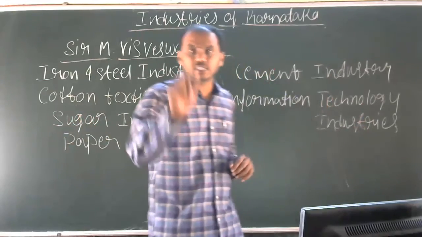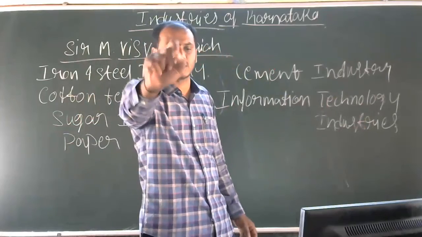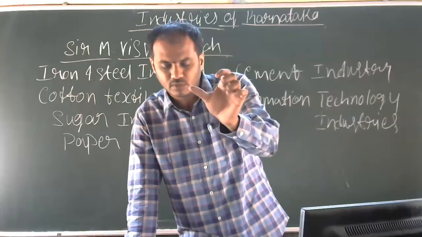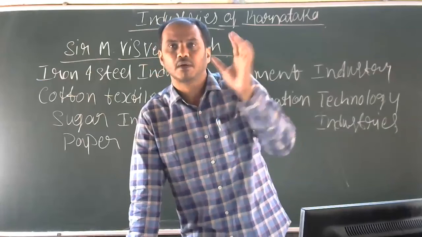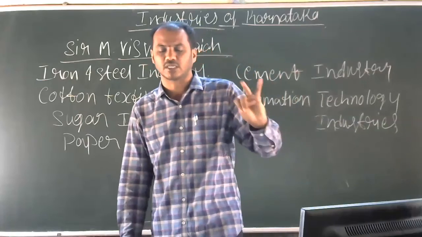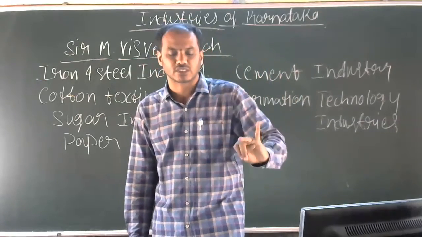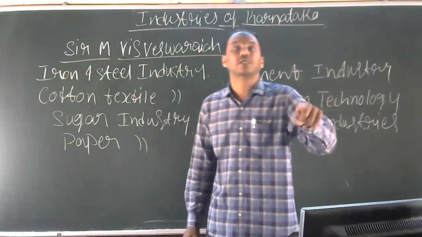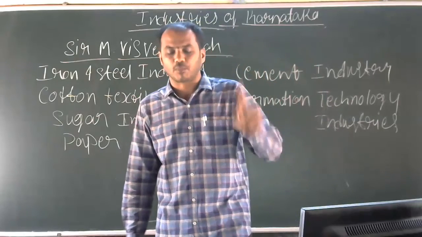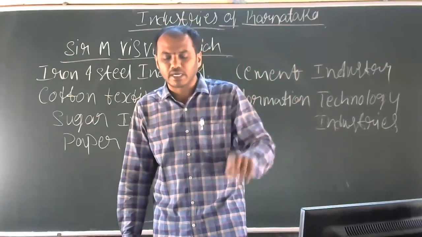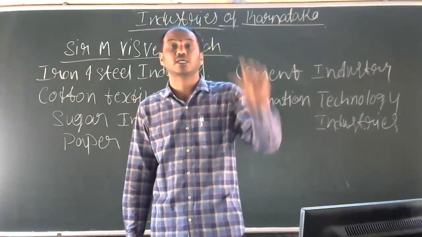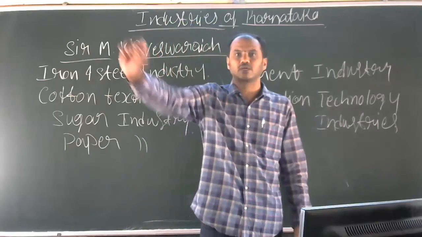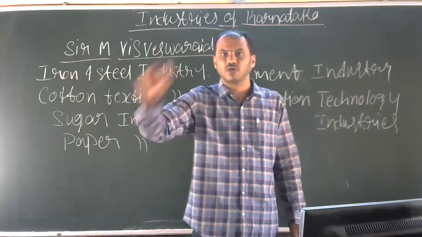The last part is the industrial regions of Karnataka. Karnataka has been divided into 5 industrial regions on the basis of distribution of industry. Bangalore, Kolar, Tumkur industrial region has a larger number of industries. Next, Belgaum and Dharwad region; Dakshina Kannada and Udupi region; Ballari, Raichur, Koppal industrial region; and Mysore, Mandya industrial region. These are the important industrial regions of Karnataka. A question may come: name the industrial regions of Karnataka. It's homework.